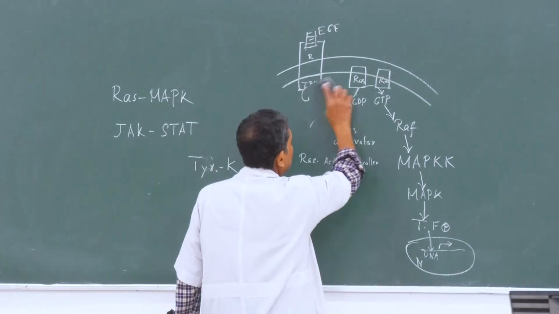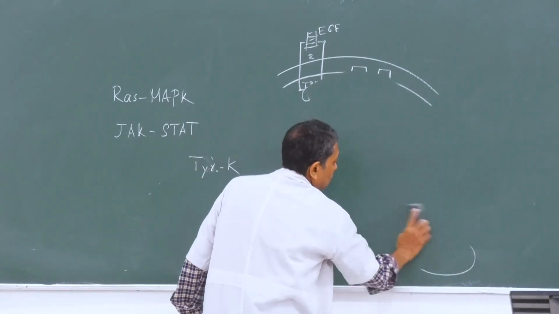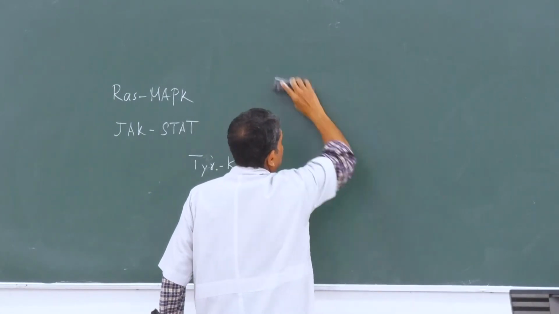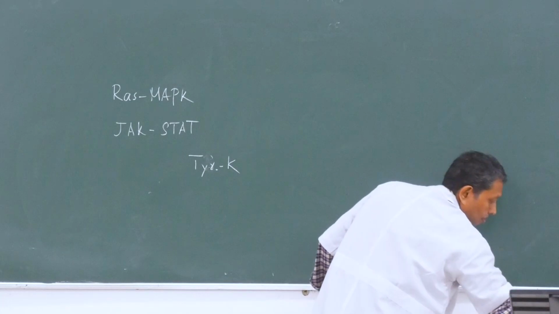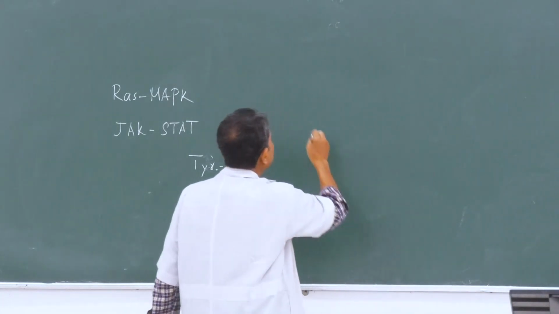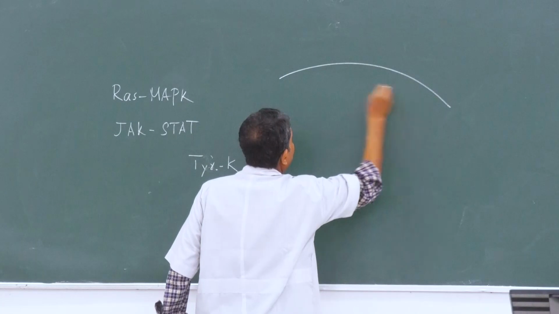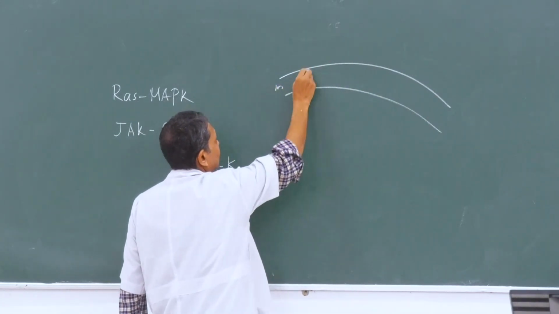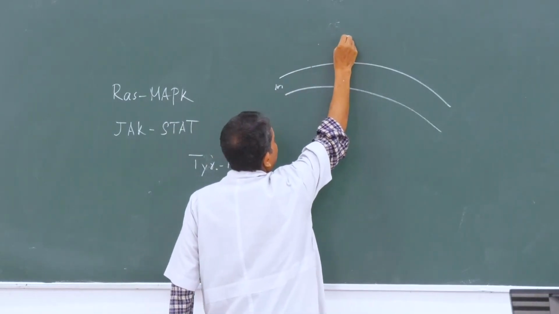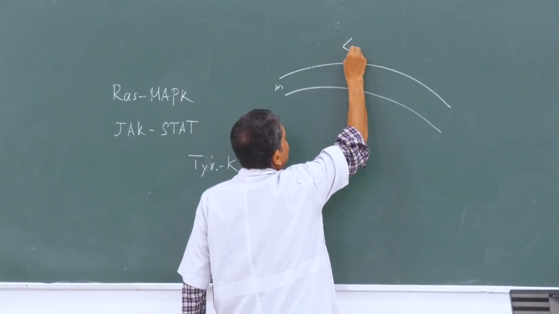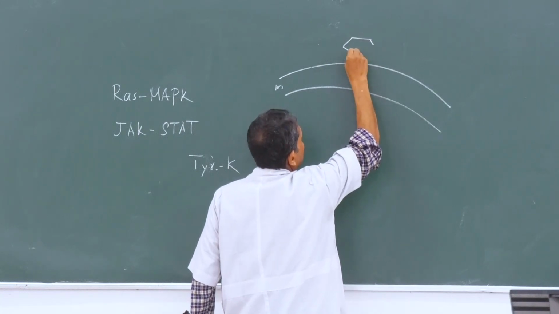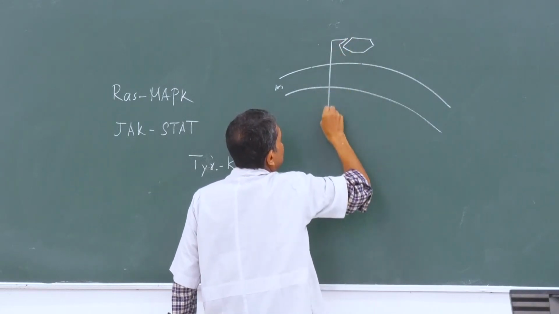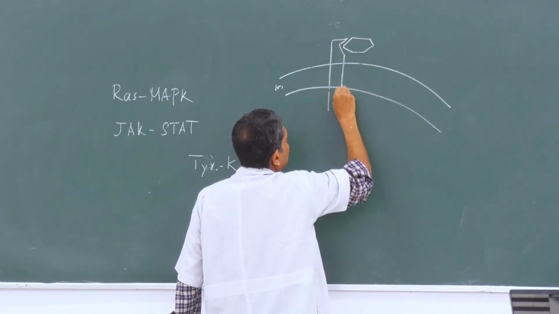And what is it? JAK-STAT pathway. Suppose it is cell membrane, it is the ECF, it is the ICF, it is the membrane. And there is a ligand. This ligand is this, and in the textbook this type of figure is given. And when it unites with these receptors.